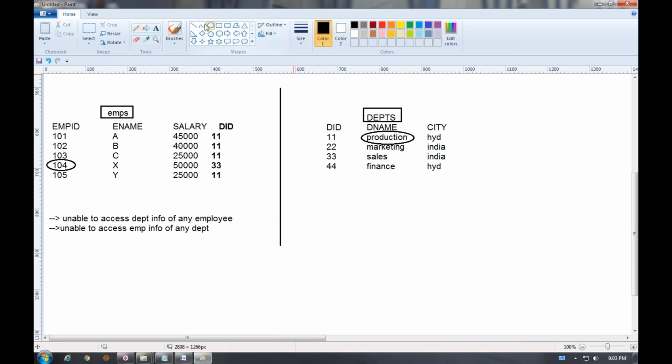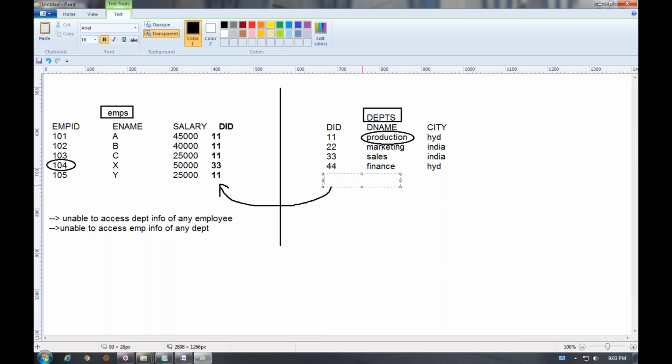Actually, relating two tables like this is implemented by using primary key and foreign key definitions. What is PK? Primary key. What is FK? Foreign key. Understand what is the importance of relation? Everybody, any questions from this concept?